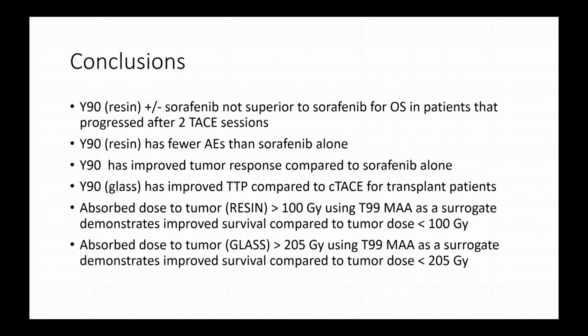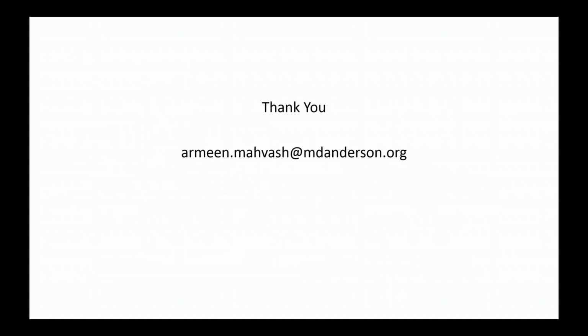The 4th bullet point was a randomized study done at Northwestern, showing improved time to progression compared to conventional TACE for transplant patients. And then in terms of absorbed dose, the 2 devices are different. For resin, absorbed dose greater than 100 gray definitely shows improved survival compared to less than 100 gray. And for glass, responses greater than 205 gray show significantly improved survival when compared to less than 205 gray. That's it. If there's anything else, please ask questions. Thank you.